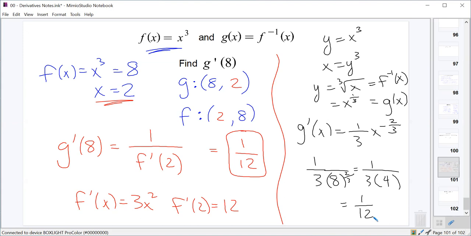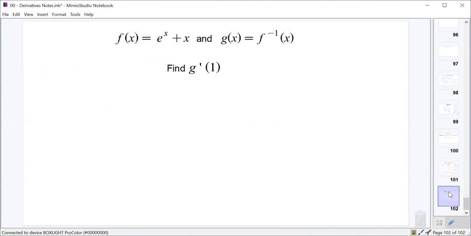But it's pretty common on the AP test for them to give you a problem where it's not going to be easy or even possible for you to find the inverse function. So we'll look at one of these right now, and then this is going to really be it for this unit.